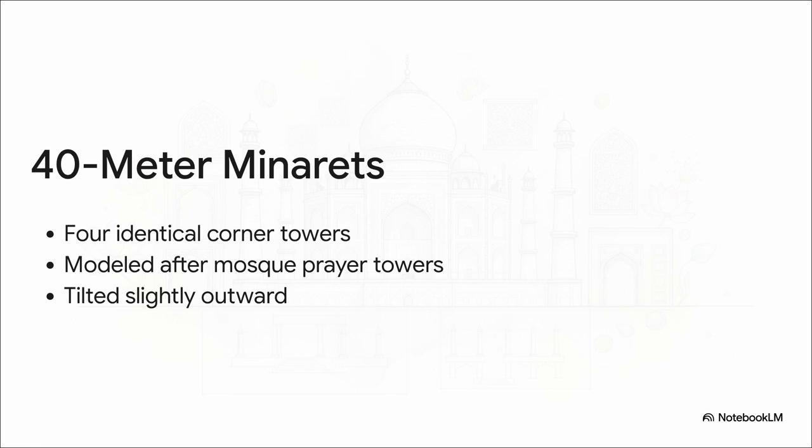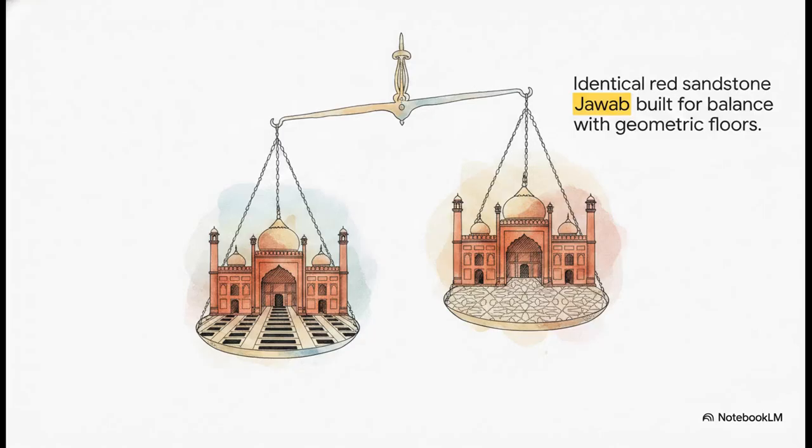And no, that wasn't a mistake by the builders. The engineers intentionally tilted them so that if a massive earthquake ever struck, the towers would fall away from the main tomb, protecting that majestic dome at all costs. Talk about foresight. And speaking of brilliant engineering, the obsession with symmetry here is just next level.